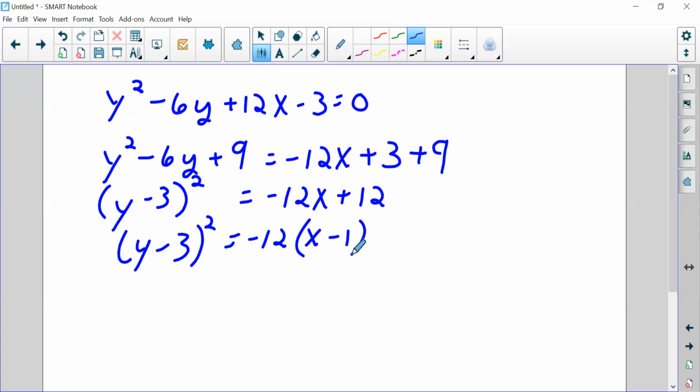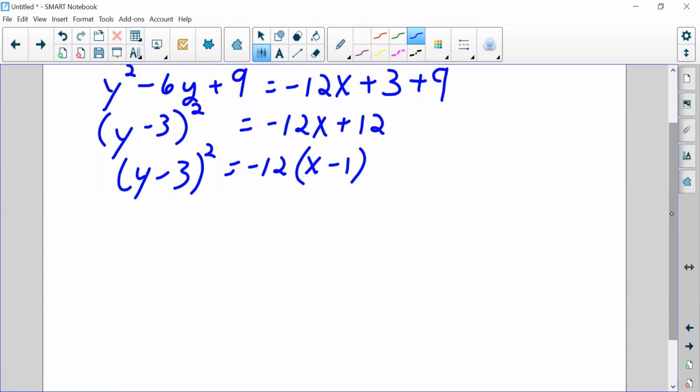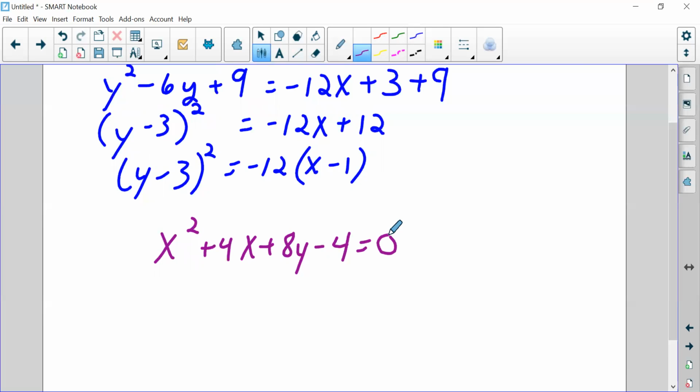Okay, I want you to try this one. I'll give you a moment to try it. Make sure you got this down. X squared plus 4x plus 8y minus 4 equals 0. Rewrite that into our standard form. Now we can easily identify the vertex for it.